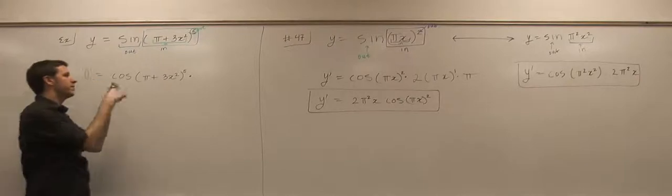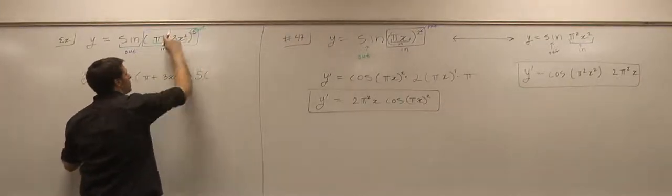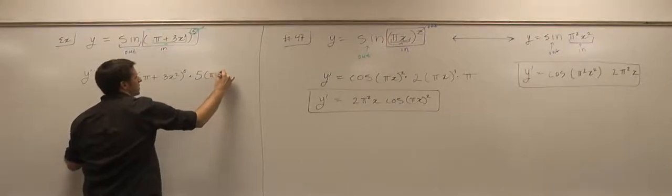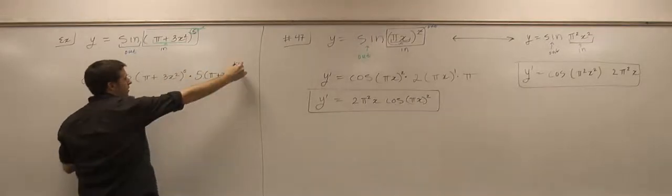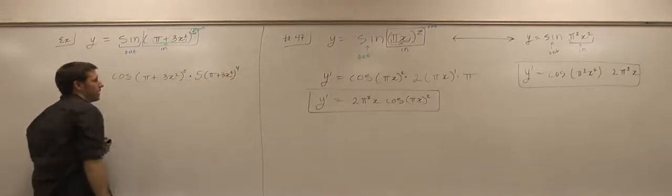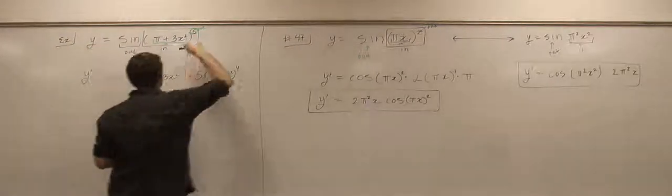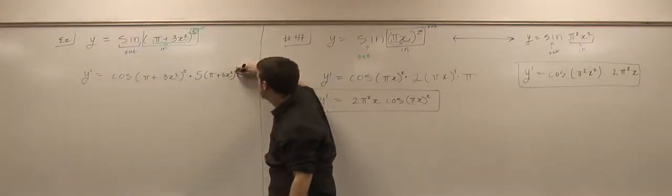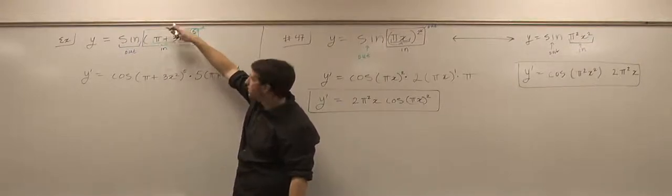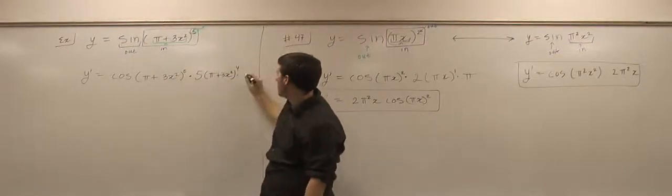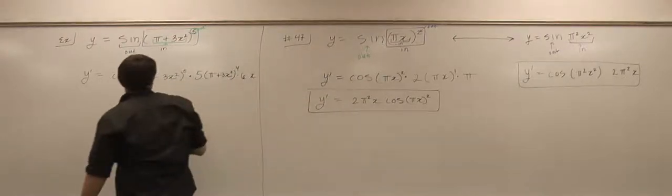So to do the derivative of a 5th power, which is where I start, I bring the 5 down, recopy what was in the parentheses, and then I do to the 4th. That's the way your power rule works, you subtract 1. Then times the derivative of the inside. So times pi, when you take the derivative of pi, it's just 0, so get rid of that. But times the derivative of 3x squared, which is 6x.